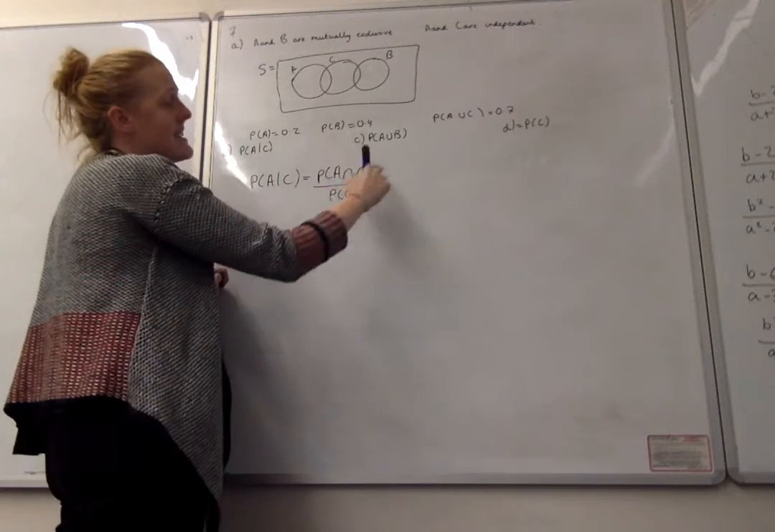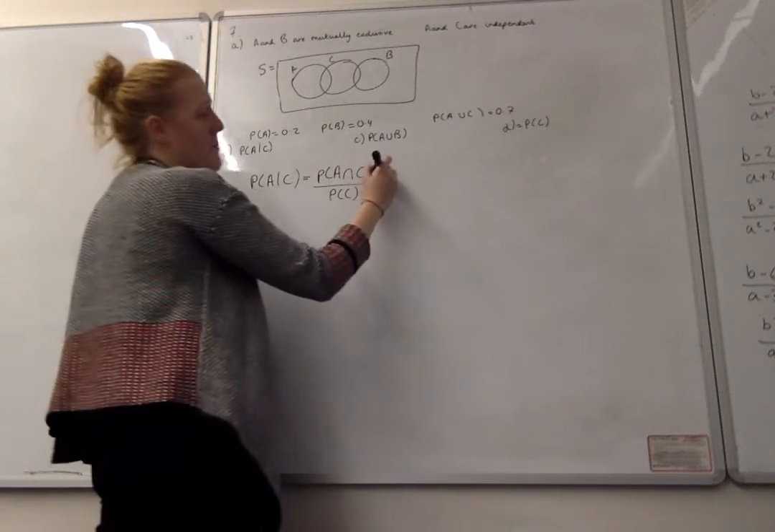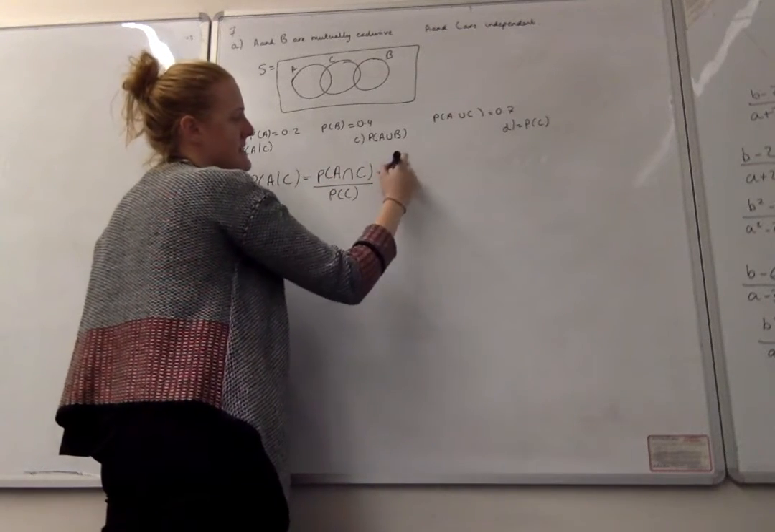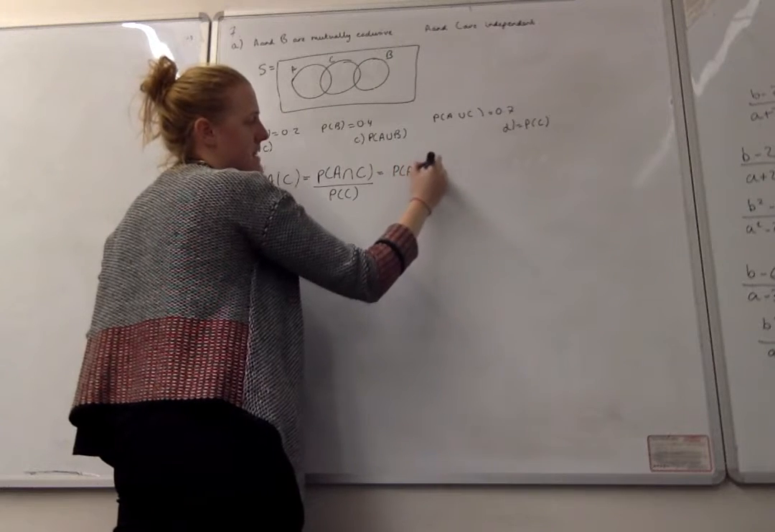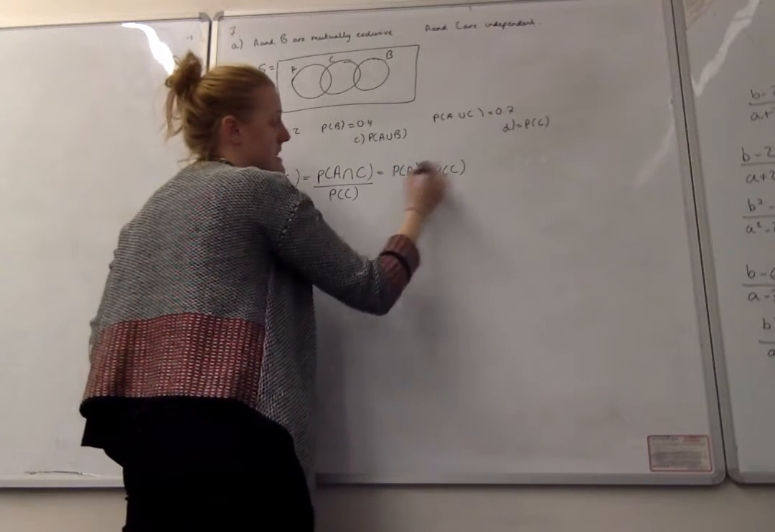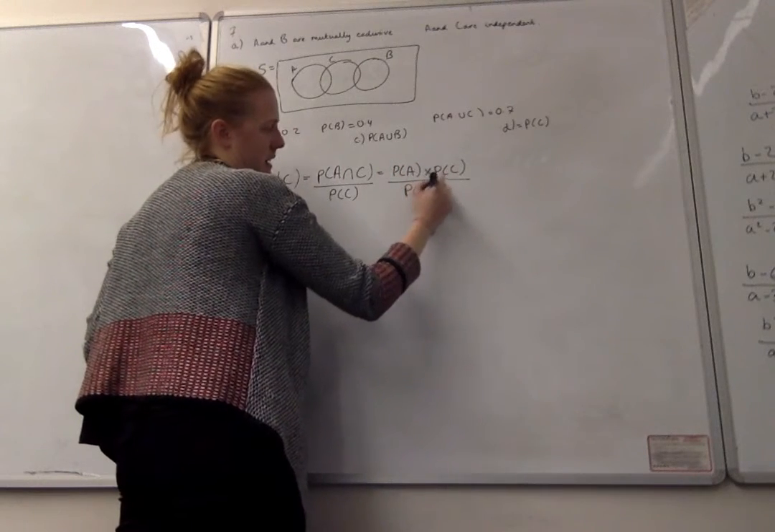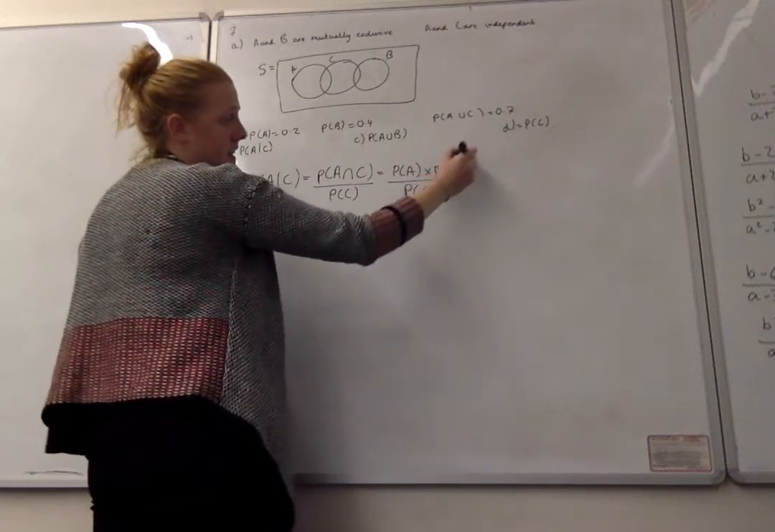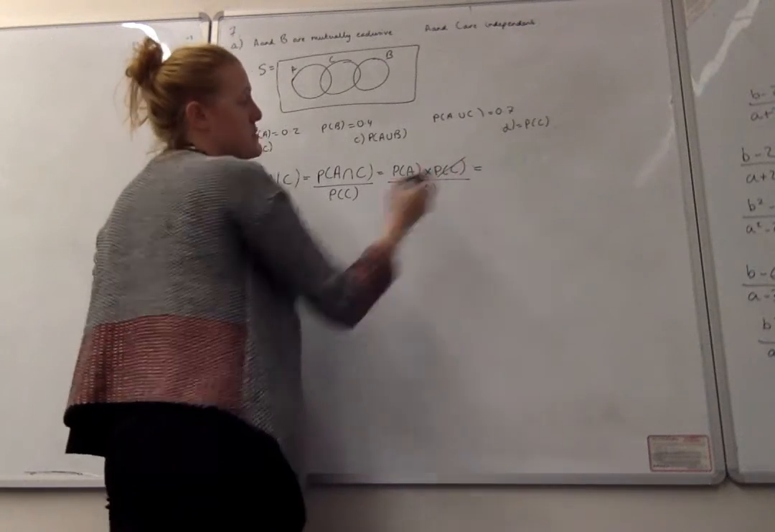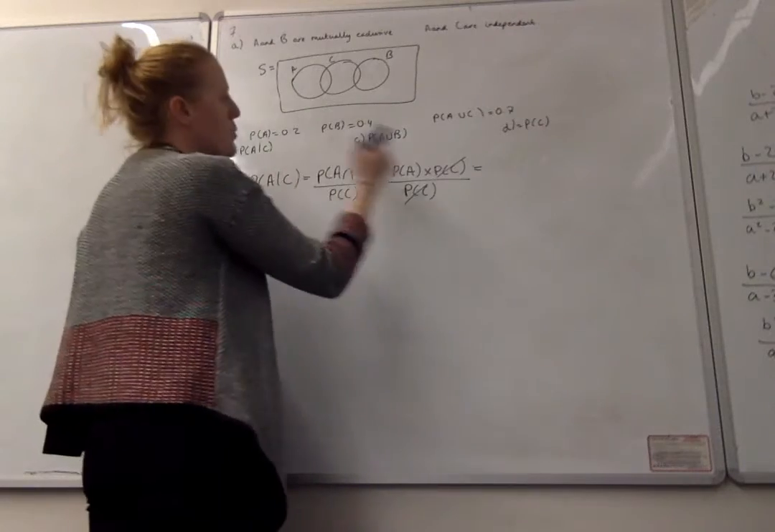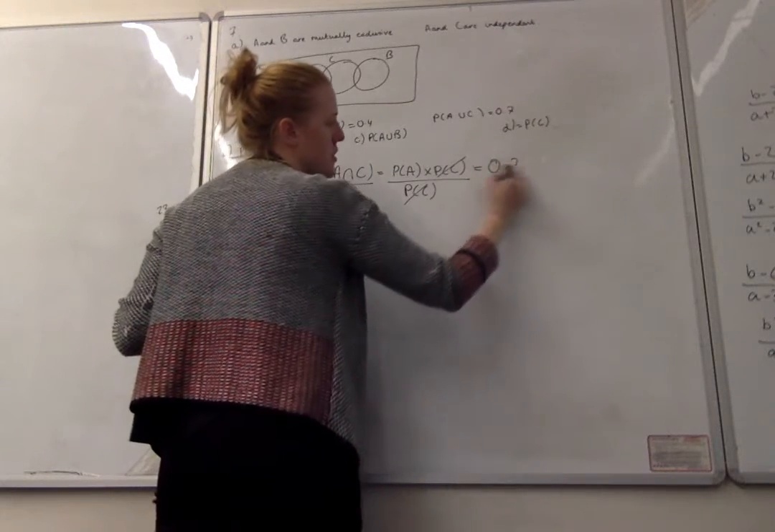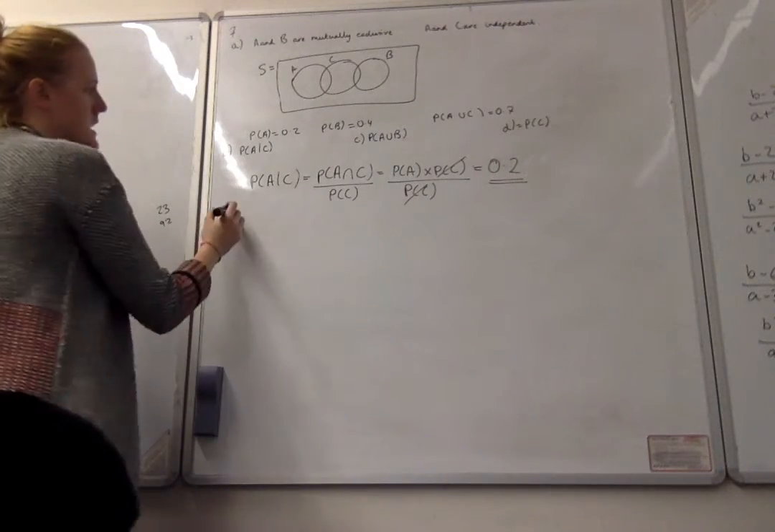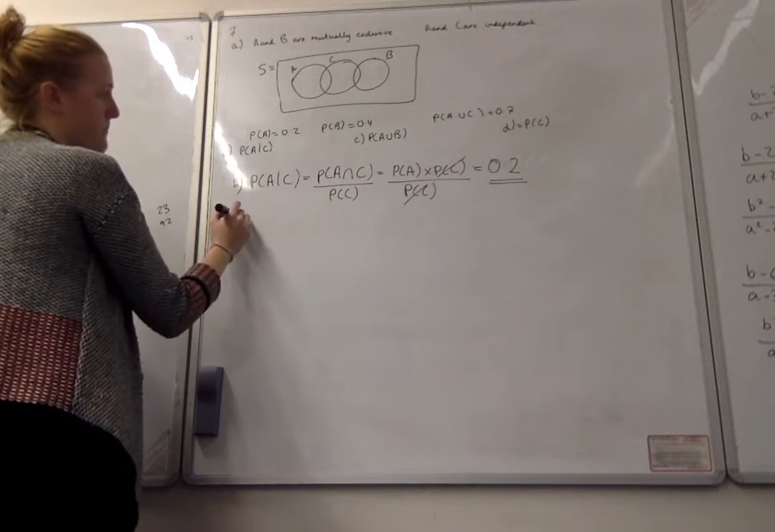Now, because A and C are independent, I'm now able to say that A and C is the same probability of A times by the probability of C. And I can clearly see that these are going to cancel out, and I'm just left with the probability of A, which is 0.2. Okay? So that was part B.